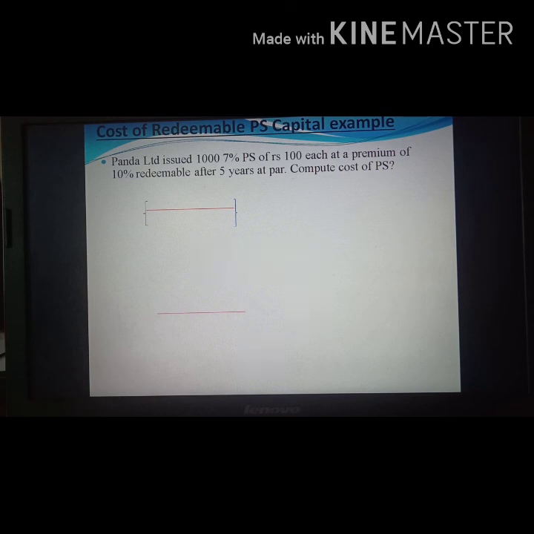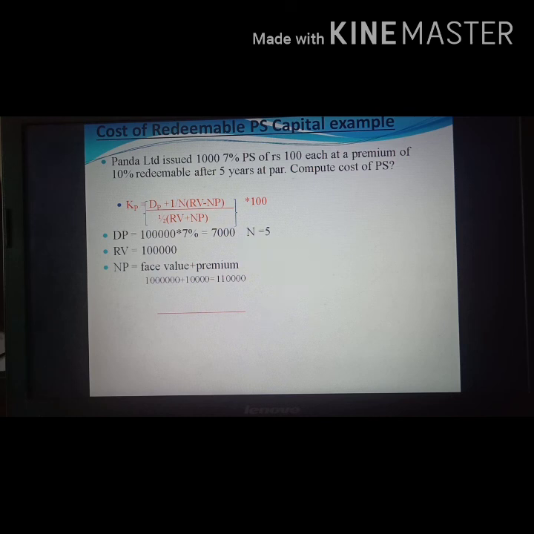As it is a question related to redeemable preference share, we will use this formula: Kp is equal to Dp plus 1 by n into RV minus NP, divided by half into RV plus NP, into 100. In this case, the dividend paid Dp: we know that 1000 shares are issued at 100 each, so 1000 into 100 means 1 lakh. 7% of 1 lakh means 7,000 is the dividend paid, and the maturity period is 5 years, as given. Next, RV, the redeemable value, is also given: 1000 shares at 100 each, so 1 lakh rupees.